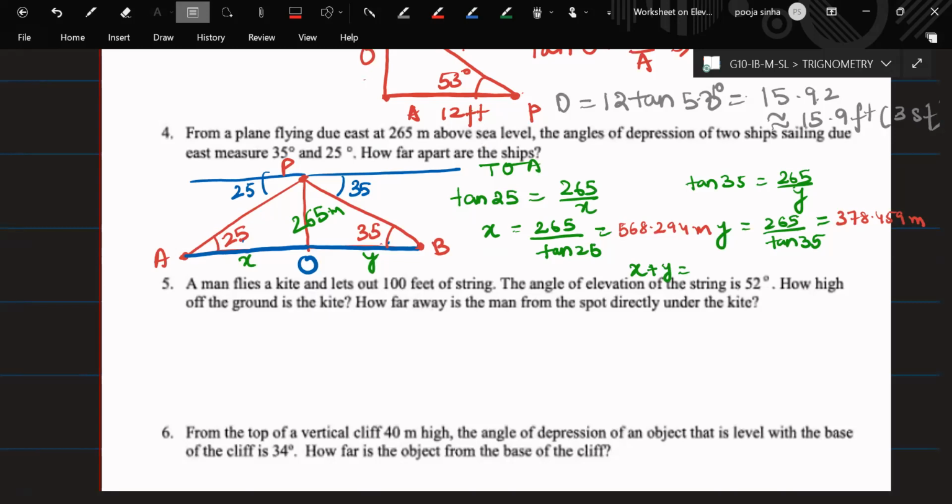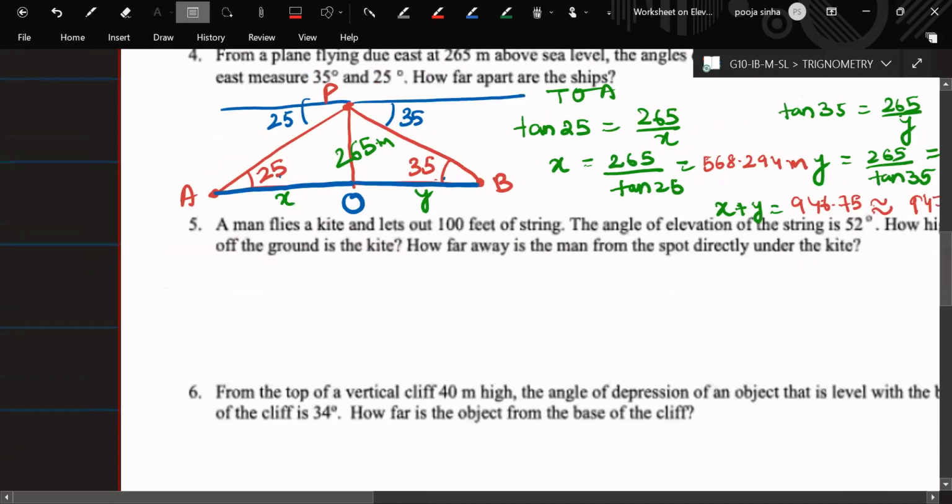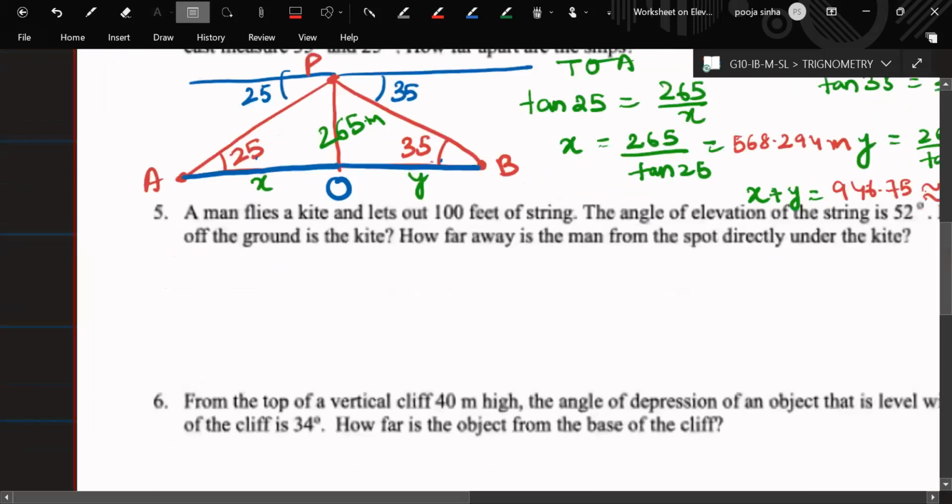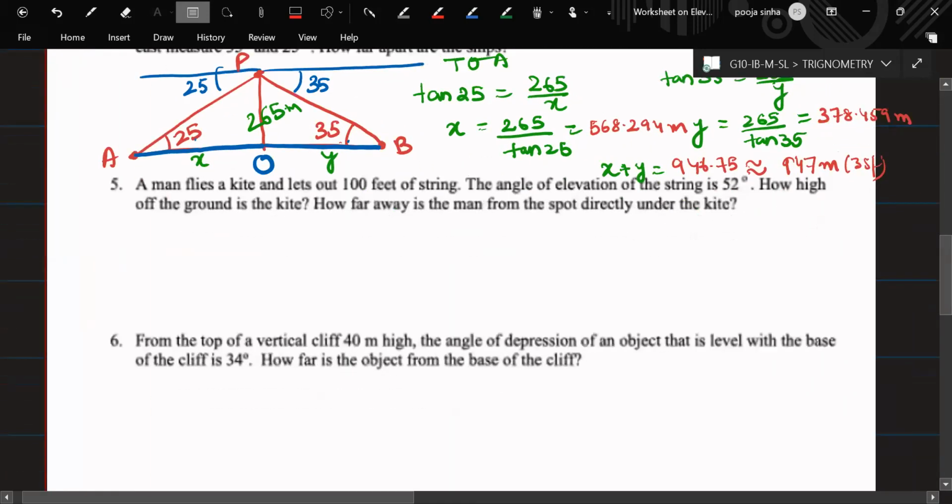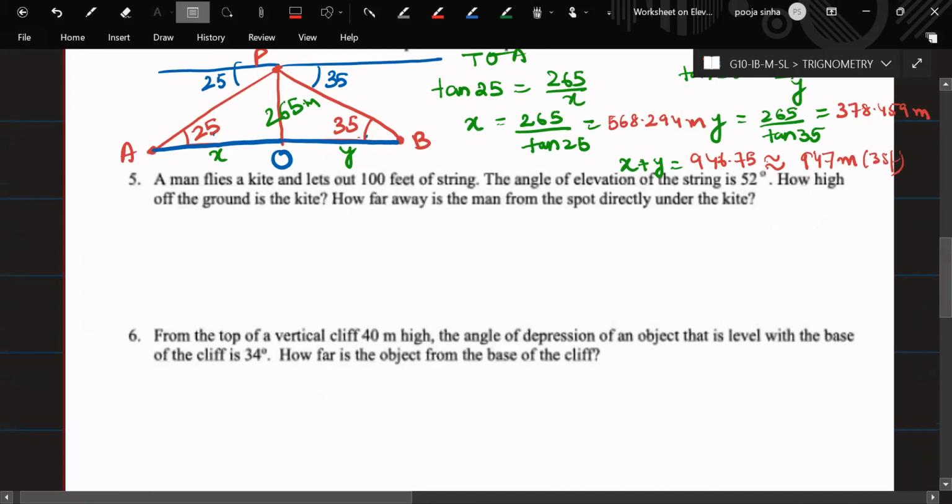Miss, it's 946.753. 946.75. In three significant figures it would become 947 meters. That's 3 SF, right? Okay. Yes. Arushi, so do you want to go? No, miss. All right, okay. Next, Arushi. And I want everybody to answer. It's not just the person who's reading it. Everybody has to answer.